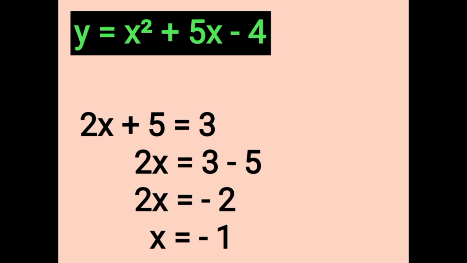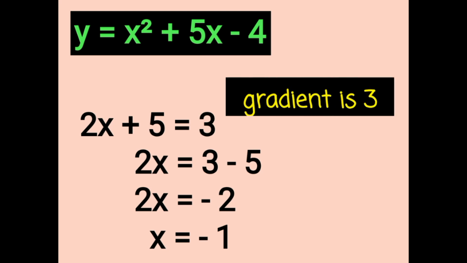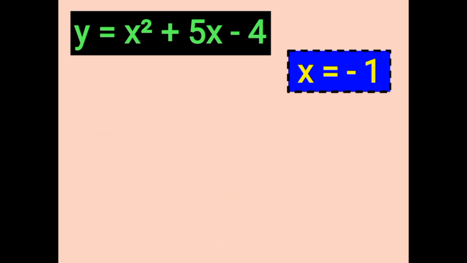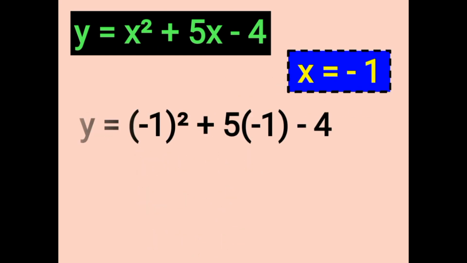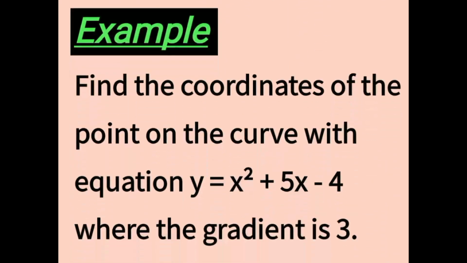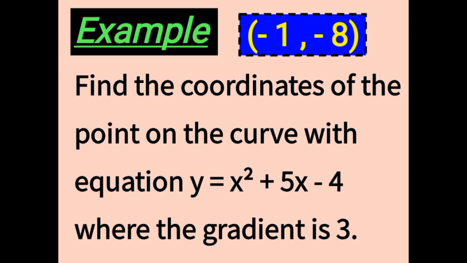So, the x-coordinate of the point on the curve with the equation y equals x squared plus 5x minus 4 where the gradient is 3 is minus 1. Now, in order to find the corresponding y-coordinate, we can substitute this value of x into this equation. So, substituting x equals minus 1 into y equals x squared plus 5x minus 4 gives us y equals minus 1 squared plus 5 times minus 1 minus 4 equals 1 minus 5 minus 4 equals minus 8. And hence, the coordinates of the point on the curve with equation y equals x squared plus 5x minus 4 where the gradient is 3 is minus 1, minus 8.